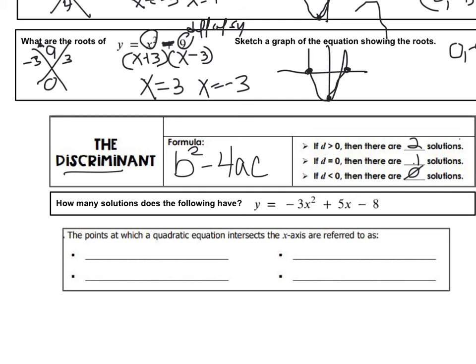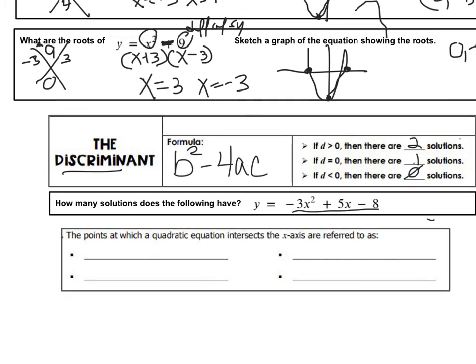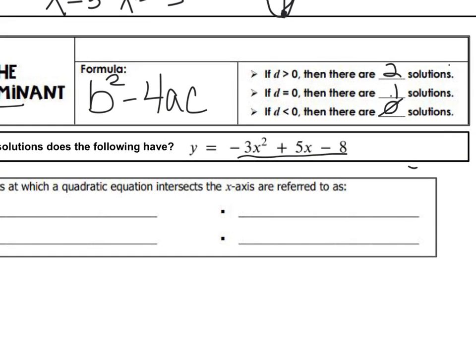Okay, so how many solutions does this have? So this is A, B, and C. So b squared, so 5 squared minus 4 times A times C, and it's going to equal negative 71. So there are no solutions because my discriminant is a negative number.